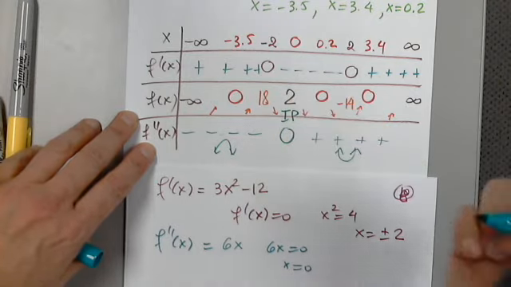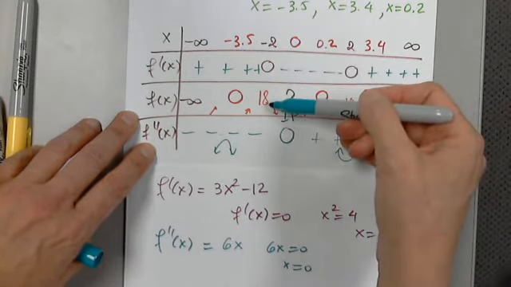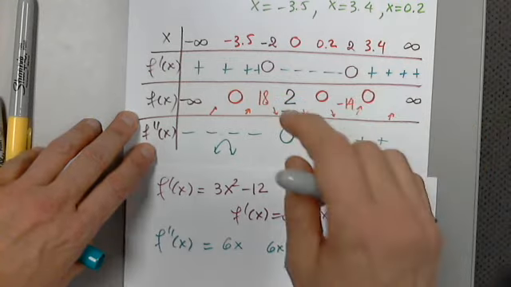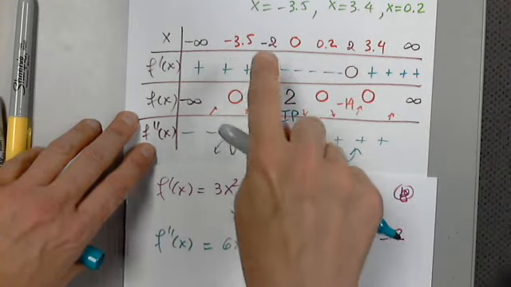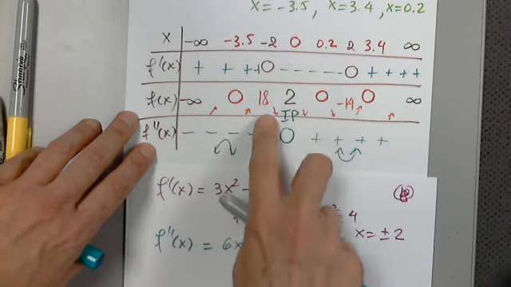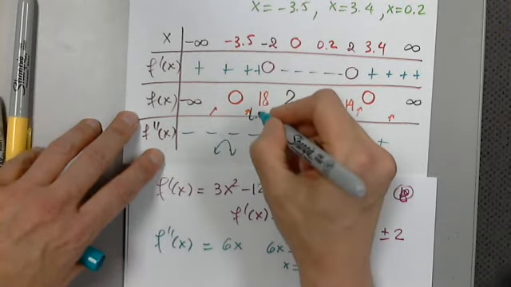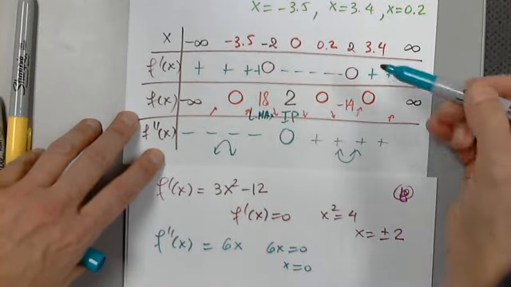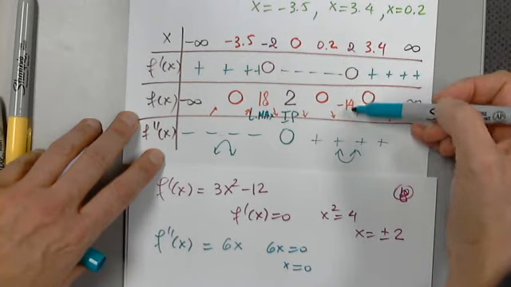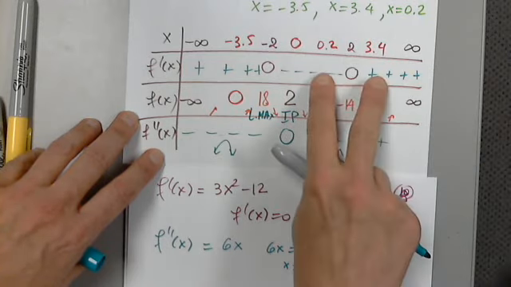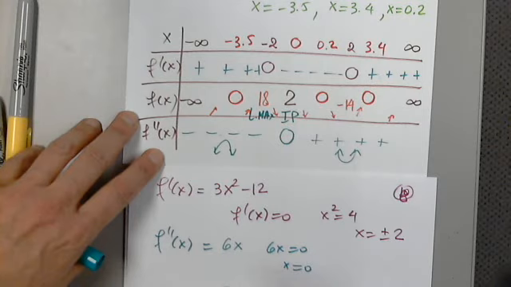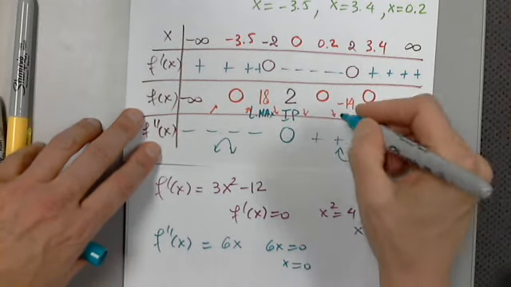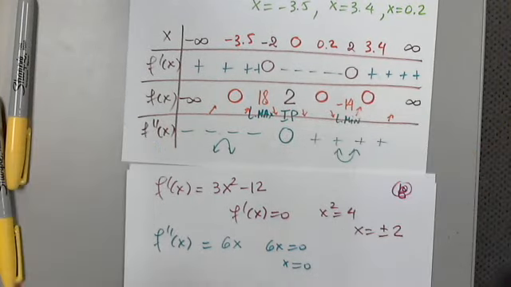Inflection point, thank you. What type of point is (negative 2, 18)? The derivative is 0 and it changes sign. Local max. And what type of point is (2, negative 14) when the first derivative is 0 and it changes sign from negative to positive? Local min. This is it. There's nothing else.